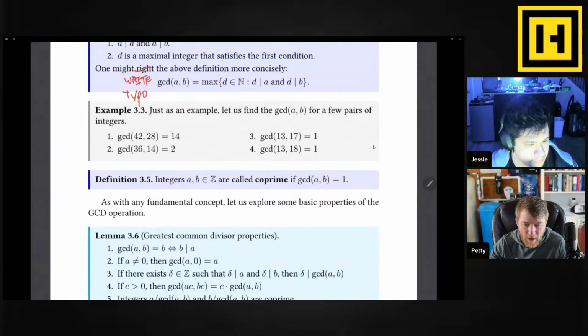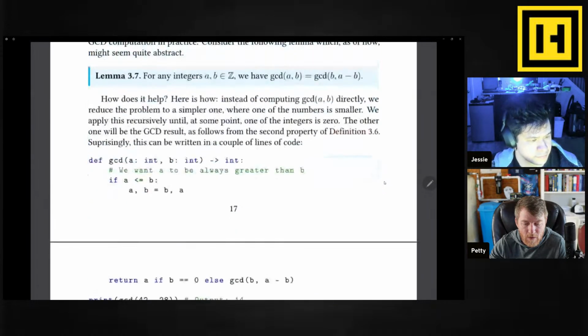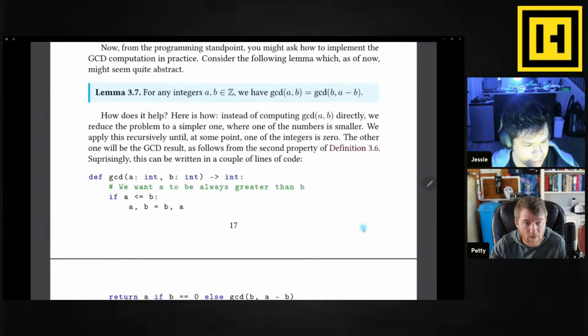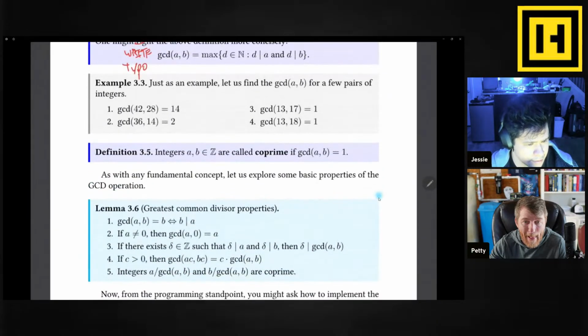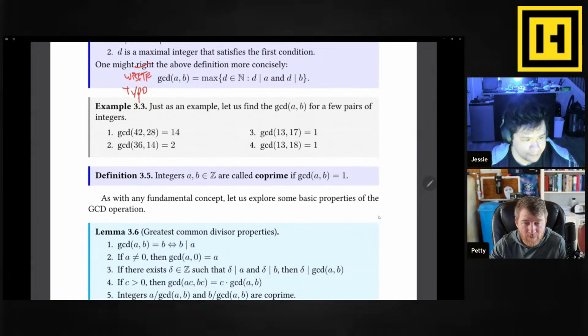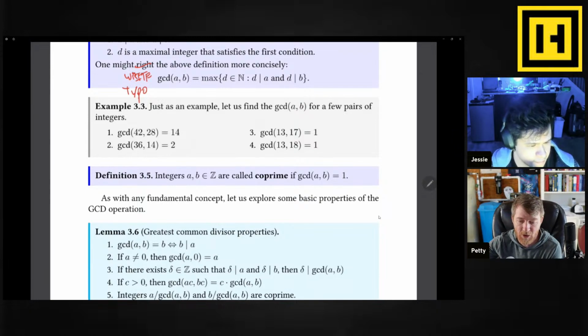There's an example, a few pairs of integers and their GCD, 14. That makes sense. It went way further. I'm reading off of mine. Okay, good. There you go. So GCD of 1 means it doesn't have a common divisor other than 1. It's trivial. Definition 3.5. Integers A and B that exist within the integers are called coprime if GCD of A and B is 1. So 3 and 4 are coprime in the above example.